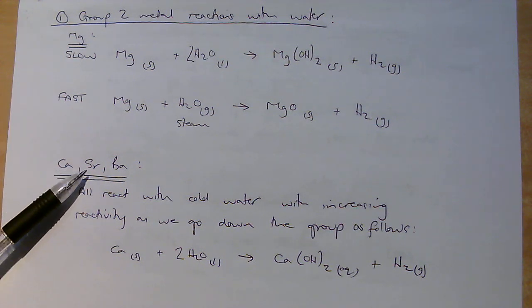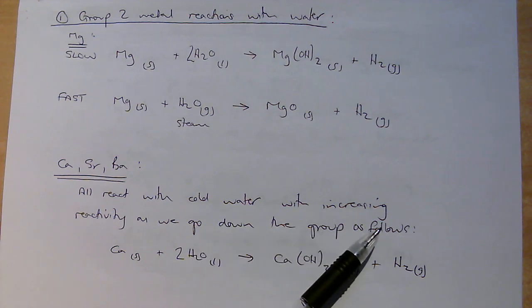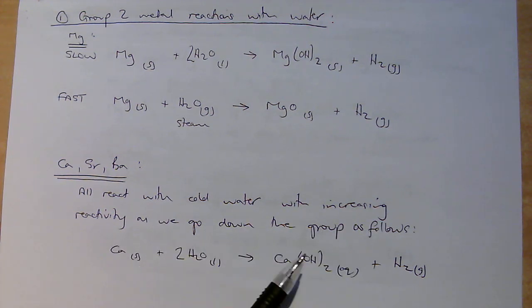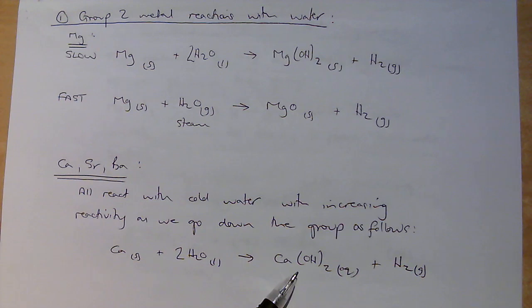And then calcium, strontium and barium all react with cold water with increasing reactivity as we go down the group, and they all react with water to produce the hydroxide and hydrogen. So calcium plus water makes calcium hydroxide and hydrogen. Strontium plus water, we would get strontium hydroxide and hydrogen. Barium plus water, we'd get barium hydroxide and hydrogen.